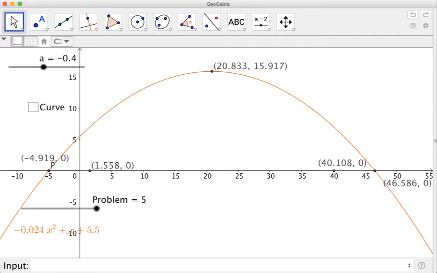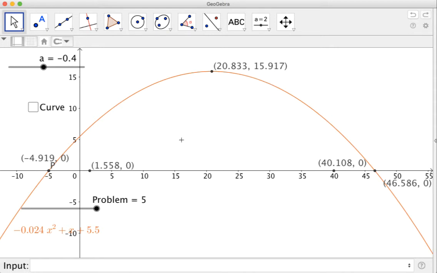Then we were asked, when does the shot reach its maximum height off the ground, and how high is it? Well, we find in our calculator, using the maximum function, that this point, which is the vertex and the maximum, has an x value of 20.833 and a y value of 15.917, which means that 20.83 is how far it had traveled horizontally when it reached its maximum height, and that height was 15.92 feet off the ground.